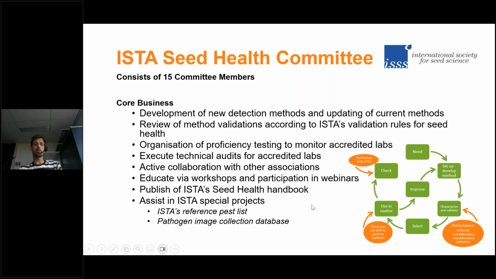Then there's another aspect that the CTELF committee participates in, and that's the ISTA special projects. These are funded separately by ISTA and not directly linked to committees themselves, but under the governance of committees working together. Two of them we're currently involved in are the ISTA reference PES lists and the pathogen image collection database, which I will come back to later in the presentation.